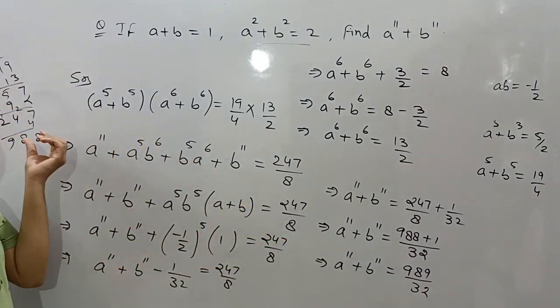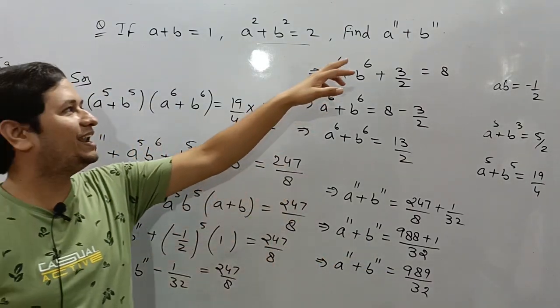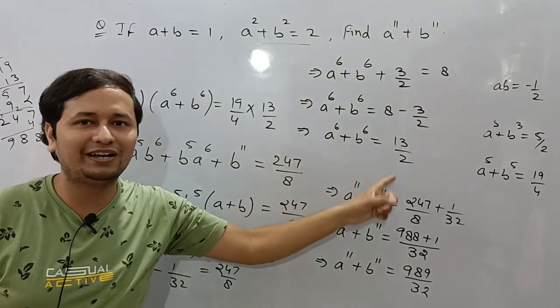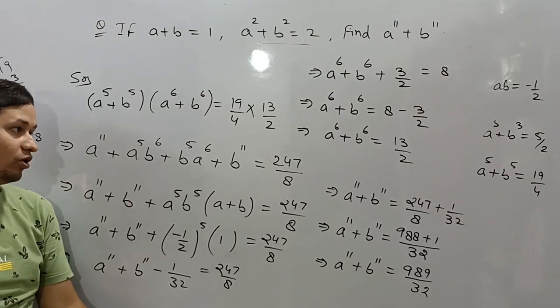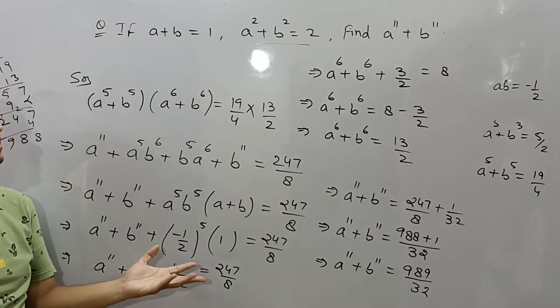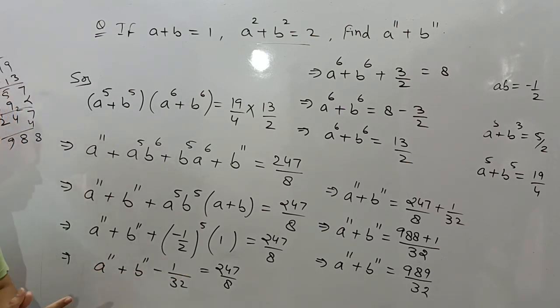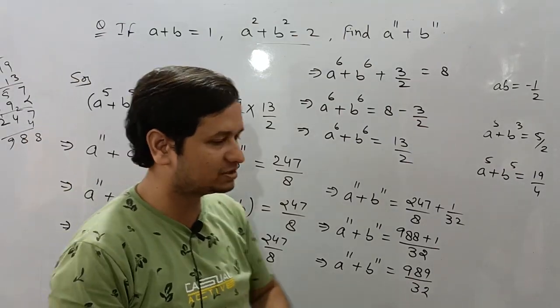Got it? So the final value of a^11 + b^11 is 989/32. I hope you all have understood the problem. This is a very good problem of Olympiads, math Olympiads problems.